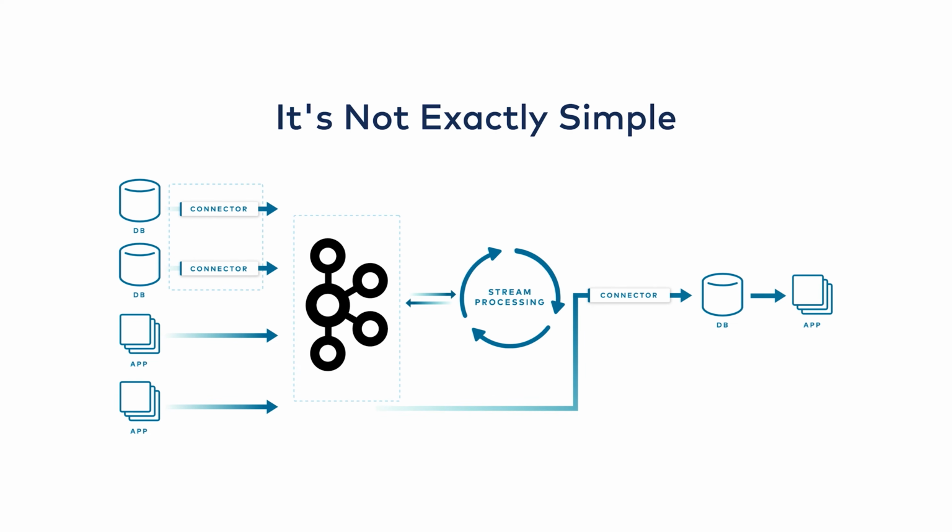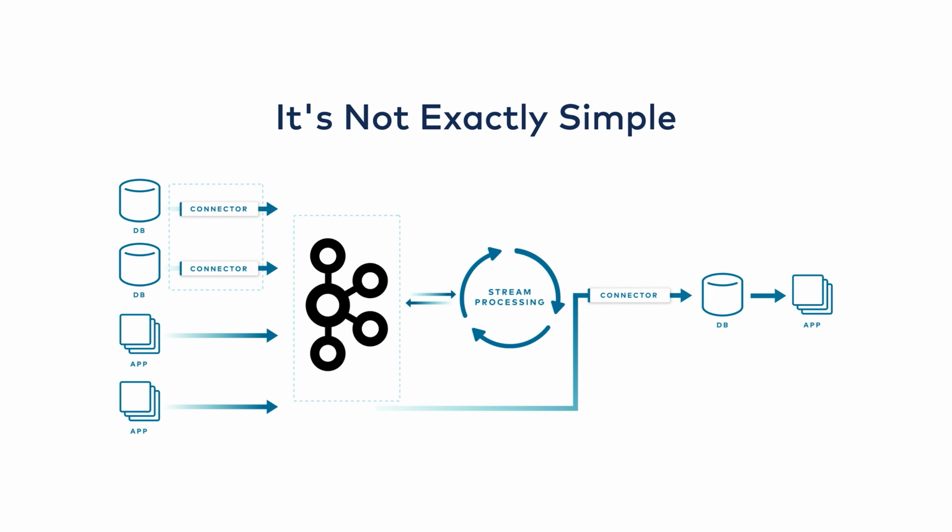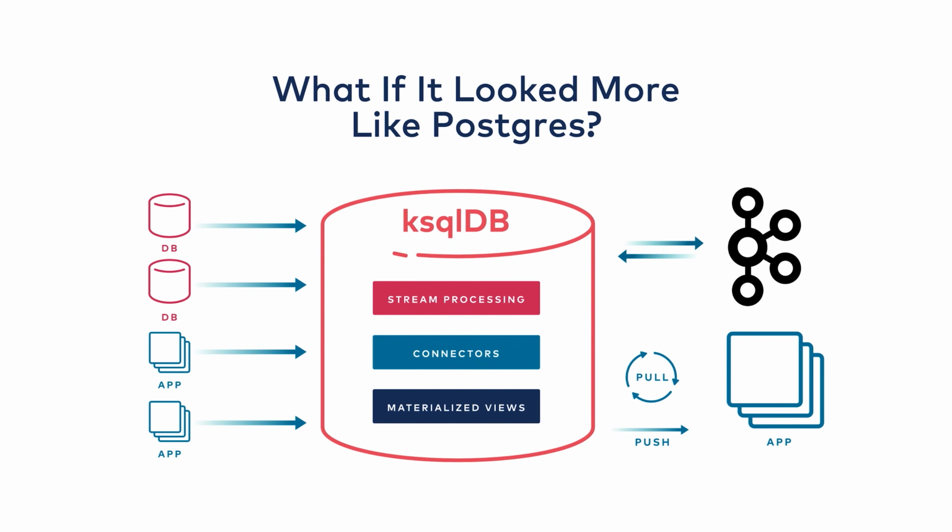This works, but it's rather complicated. There are a lot of moving parts. It's hard to scale, secure, monitor, debug, and operate all of these components as one. What if this approach could be replaced by a simpler architecture? In fact, what if it looked something like Postgres? Now, this might sound like a strange question. What does Postgres have anything to do with stream processing?